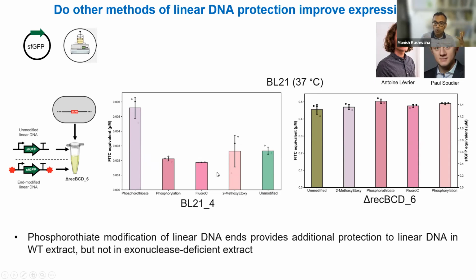In the wild type extract, you find that at least the phosphorothioate modification does give you some additional protection over unmodified DNA. But when you look at the delta recBCD extract, there is no additional protection that comes from these modifications at the ends. So this told us that we already had the optimum that we were looking for, and we would not improve our expression level by making these additional modifications.